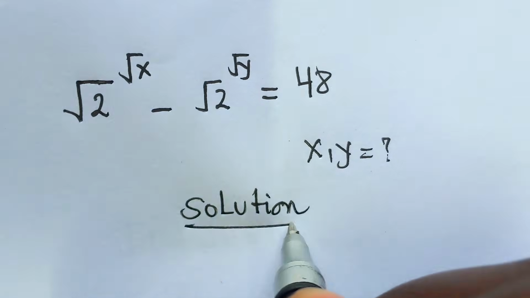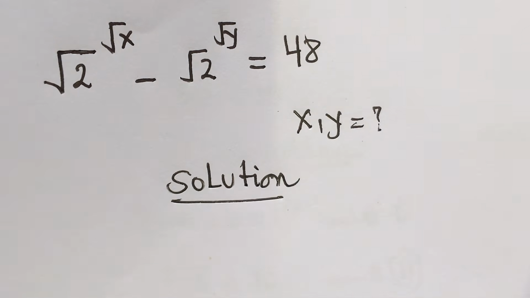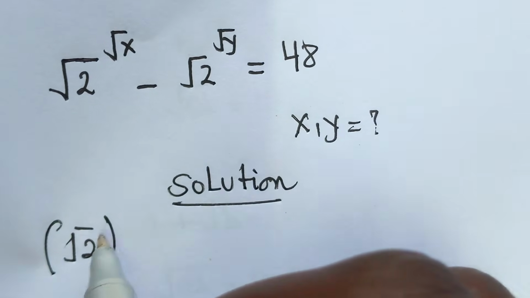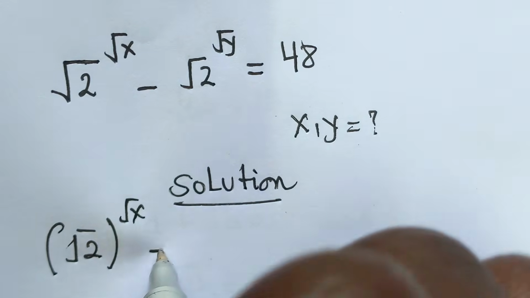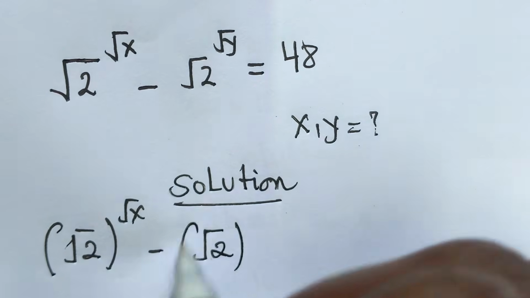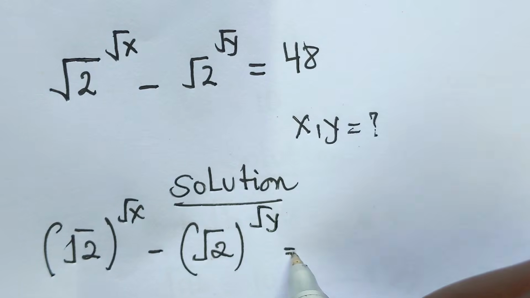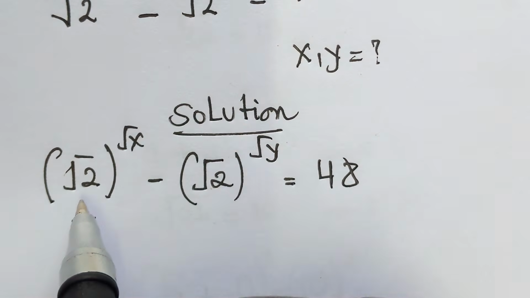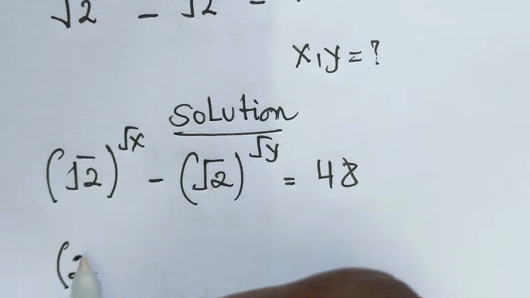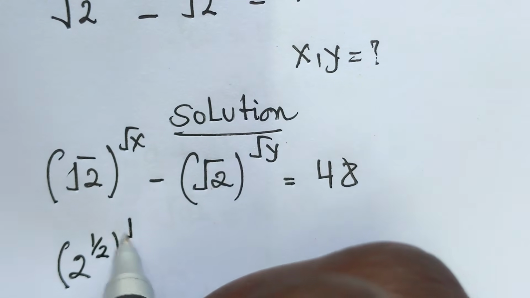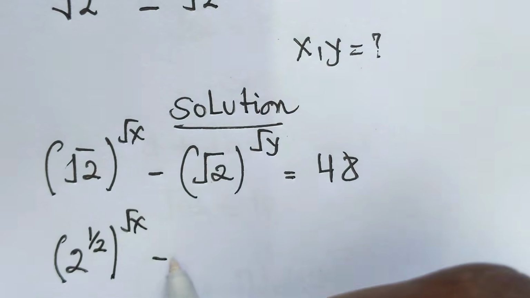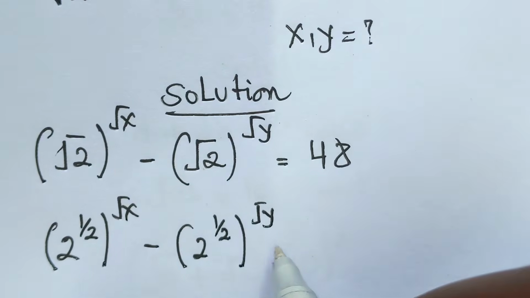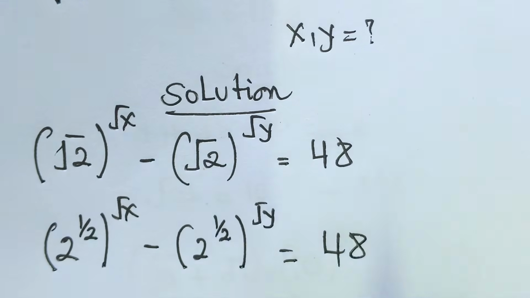Very quickly, and first thing, as you know, you're supposed to copy. We have square root of 2 power square root of x minus square root of 2 power square root of y equals 48. At this moment, we know that square root of 2 is equal to 2 power 1 over 2. Then square root of x, then minus here, this is equal to 2 power 1 over 2 power square root of y equals 48.